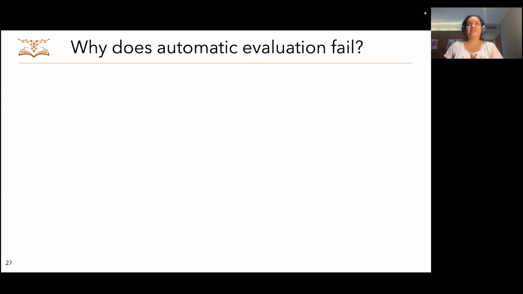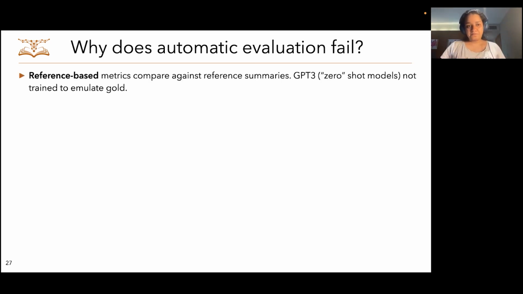So given these results, we tried to reason about why automatic evaluation fails. For reference-based metrics, I think this is easier to understand, and we've already spoken a bit about this. We were comparing against reference summaries, and because GPT-3 does not try to emulate these reference summaries, these metrics kind of fail. Looking at our results, and even by reasoning about it, we can predict that this will also not work for future zero-shot LMs, because they will also not follow the style of reference summaries.